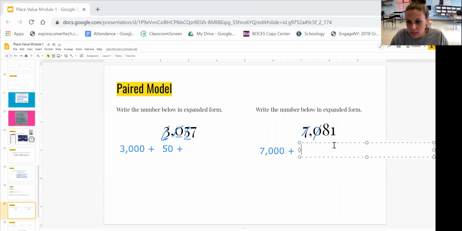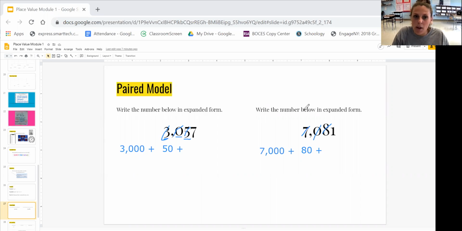When you did your next place value, you were looking at the tens place as well, but you have 8 tens. So we know 8 tens is the same as 80. You could have skip counted or whatever strategy works for you. Don't forget to cross it off so we know we already wrote that place value or that digit.